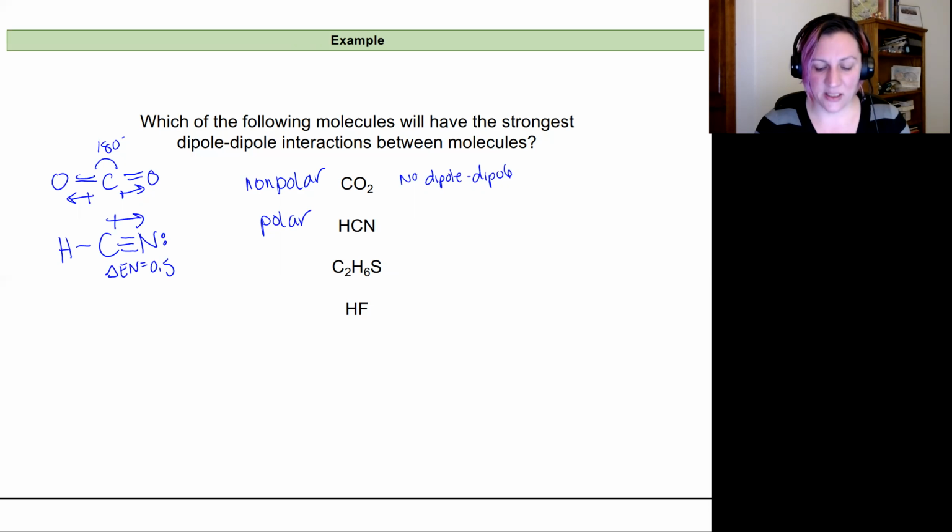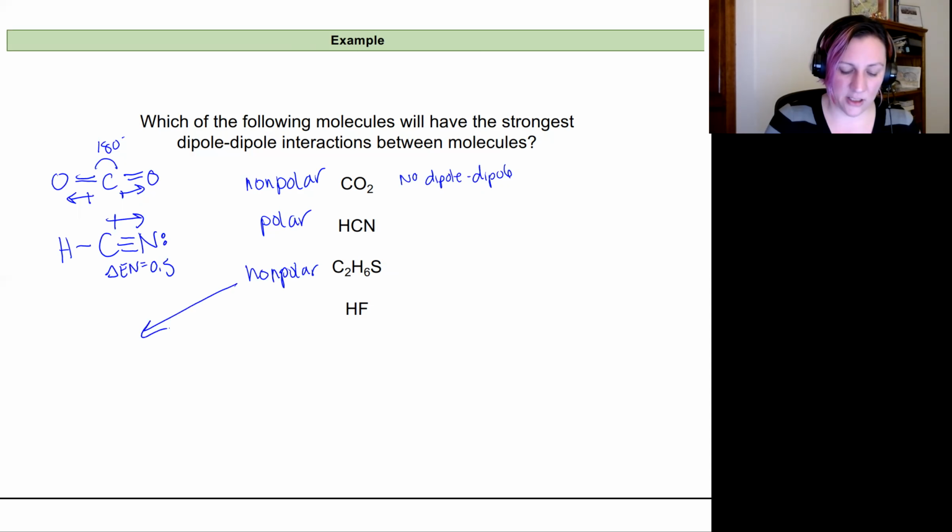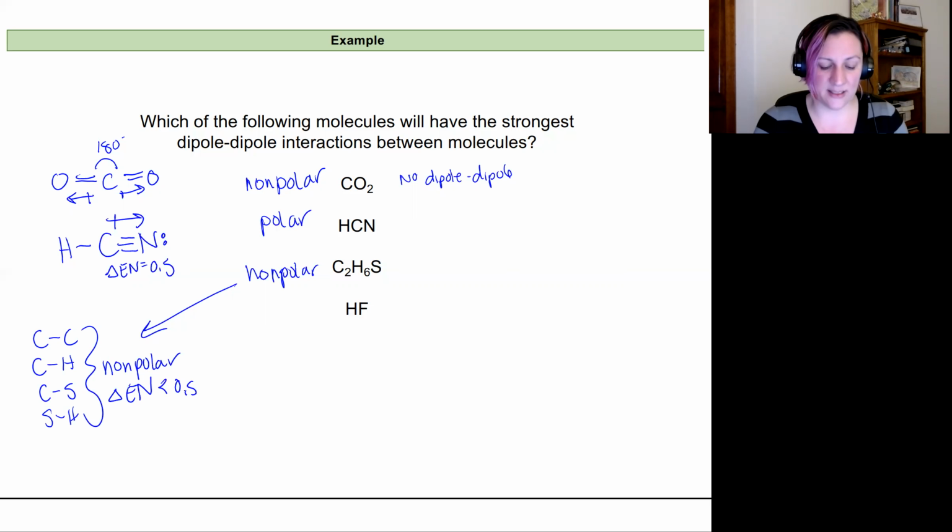Now looking at our C2H6S, this is going to be another nonpolar molecule. There's a few different ways to actually draw this molecule. Even before I draw it, I know that all of my carbon-carbon, carbon-hydrogen, carbon-sulfur, and sulfur-hydrogen bonds would all be nonpolar bonds based on the electronegativity difference between the atoms. They're all going to be less than 0.5. So there's no arrangement that I can make that would create a polar structure.